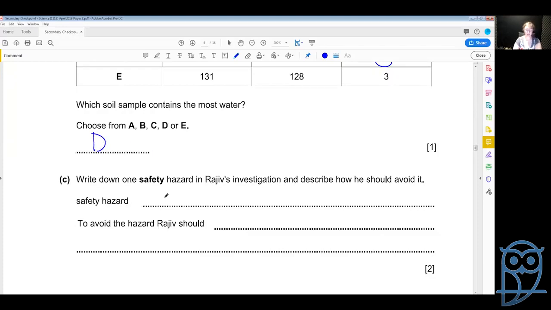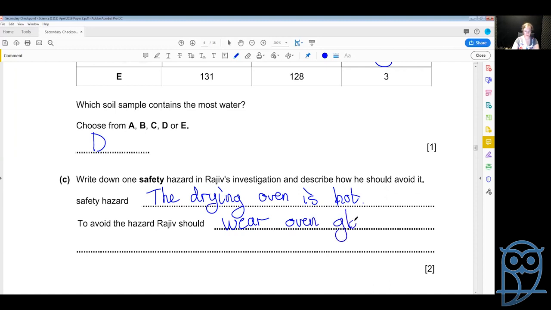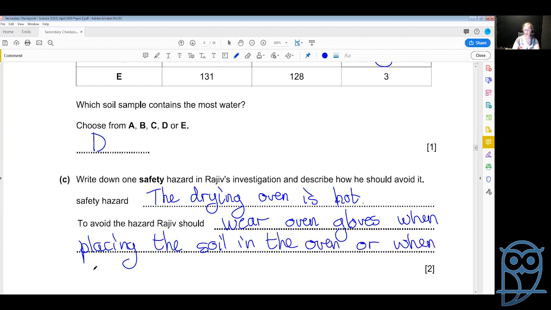Write down one safety hazard in Rajiv's investigation and describe how he should avoid it. So the safety hazard here is the drying oven is hot. It's literally sort of like a kiln that you would put pottery in, except you're not baking it. You're literally just getting rid of the moisture content in it. So to avoid the hazard, Rajiv should wear oven gloves when placing the soil in the oven, or when taking it out.